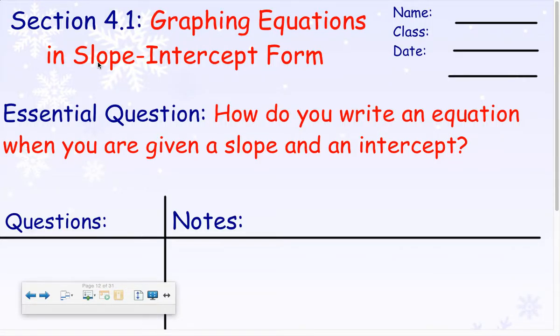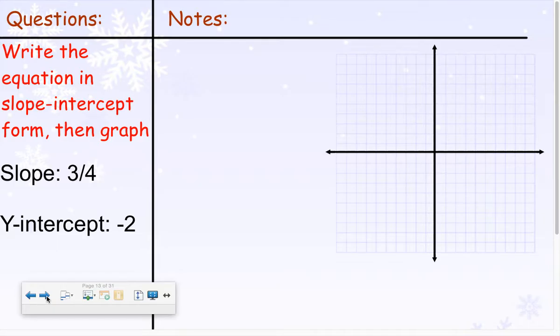Section 4.1, graphing equations in slope-intercept form. Essential question: How do you write an equation when you are given a slope and an intercept? Alright, so write the equation in slope-intercept form, then graph.